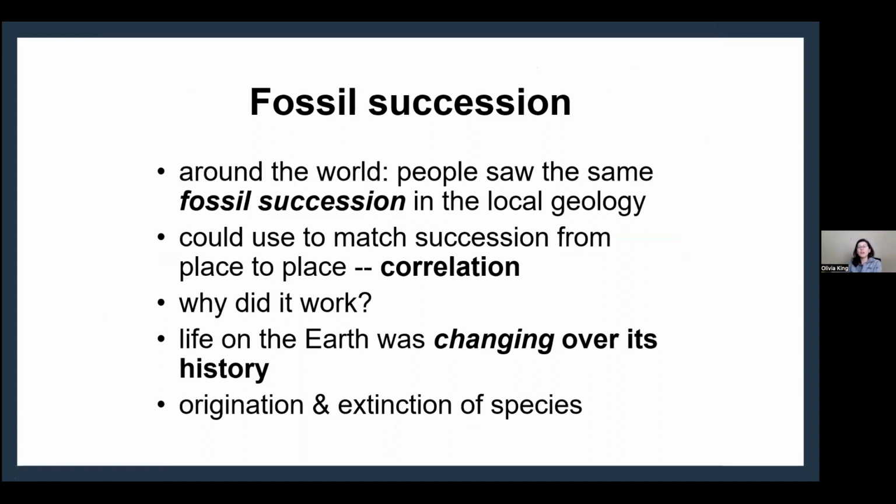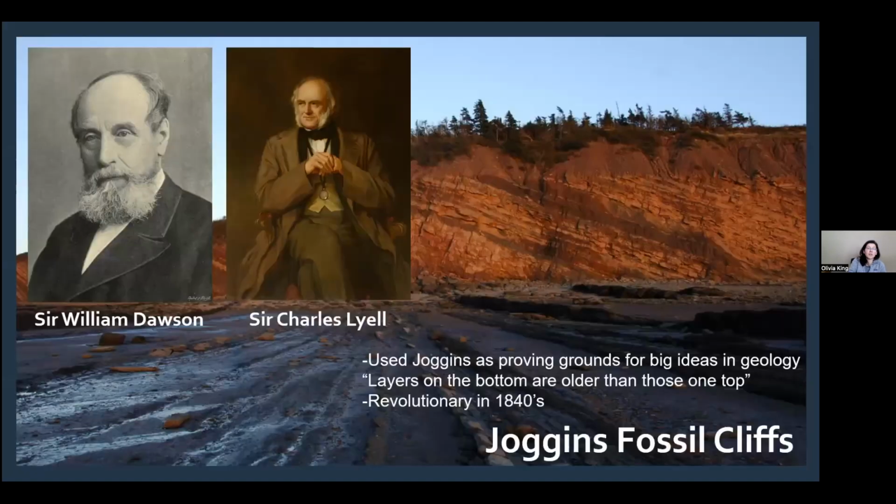And what we're looking at here is basically fossil succession. Seeing these fossils in different locations, we can start subdividing time that way. And we can use this to start correlating different layers of rock more regionally, like William Smith did in the map that changed the world. So more locally, Sir William Dawson and Sir Charles Lyell did this at Joggins.